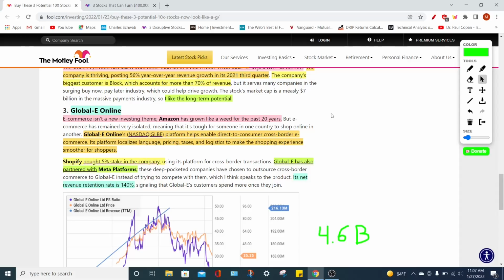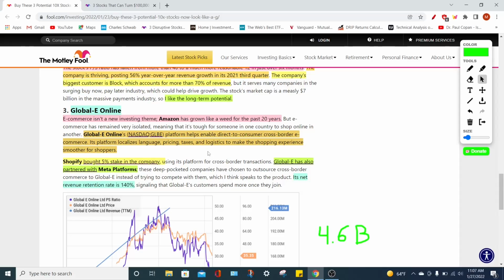But why can this stock 10x? Well, this is an e-commerce play, and we all know how successful Amazon has been in the e-commerce space. Global E Online's platform helps direct-to-consumer cross-border e-commerce businesses so they can sell to people across the entire globe. Global E Online makes this very convenient for various businesses because they localize and translate the languages, they have proper pricing, and they take that country's tax and logistics into consideration when setting up these various shopping experiences for both customers as well as businesses selling on their platform.